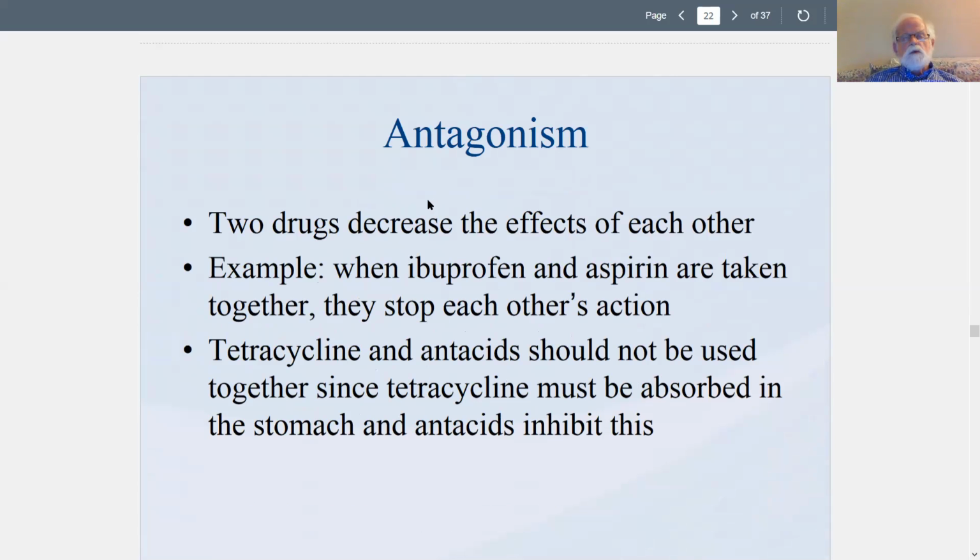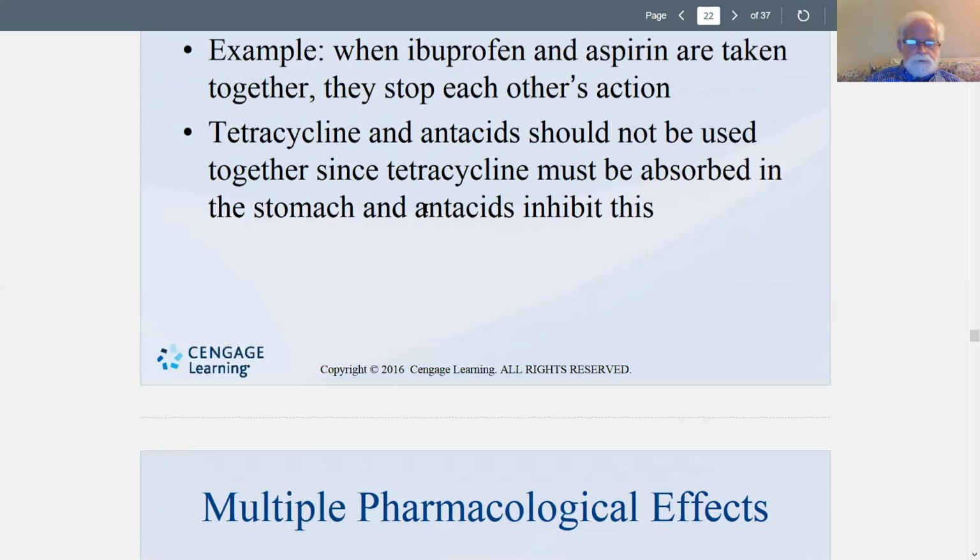Antagonism is when drugs decrease the effects of each other. Tetracycline and antacids are a good example because the tetracycline is absorbed in the stomach, and the stomach has to be acidic for proper absorption of tetracycline. Or when ibuprofen and aspirin are taken together, and God knows why you do that, both of them irritate the dickens out of the stomach, but they stop each other's actions.